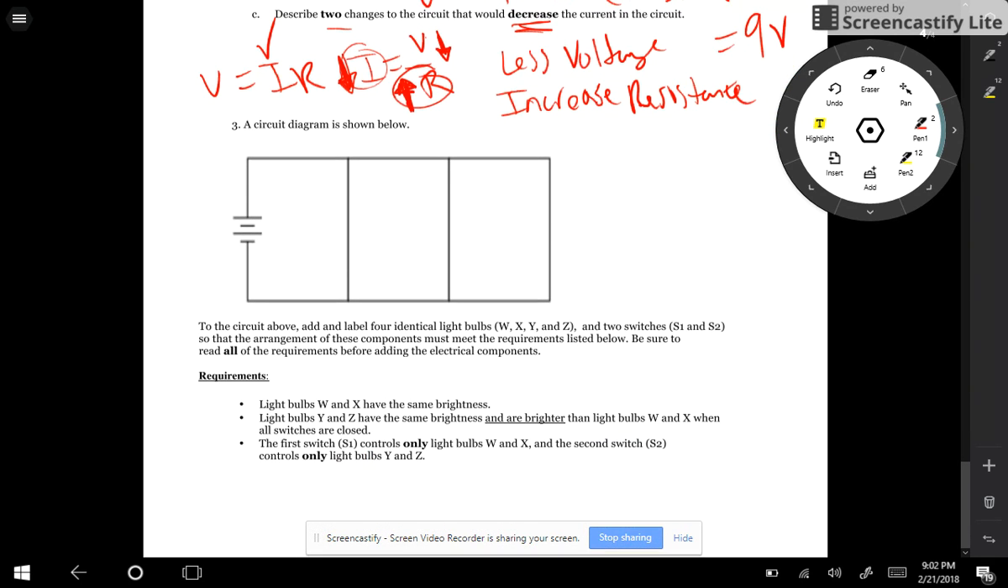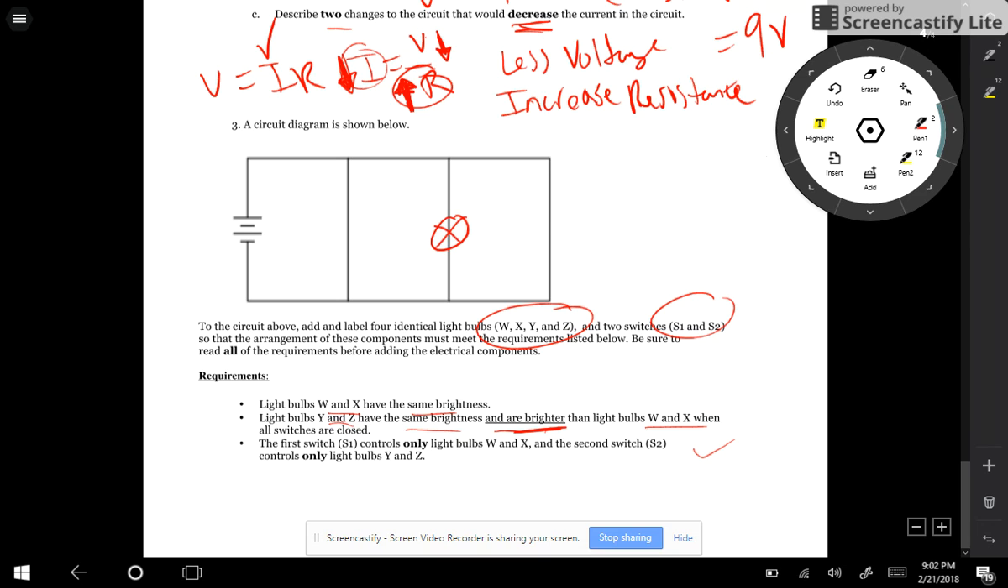All right, number 3. This is a fun one. You had to draw 4 light bulbs and 2 switches on this, but you had to make sure W and X had the same brightness. Y and Z had the same brightness, but were brighter than W and X. That was crazy. And we'll get to the switch part in a moment. But yeah, so how do you do that? How do you make sure W and X are not as bright as Y and Z?